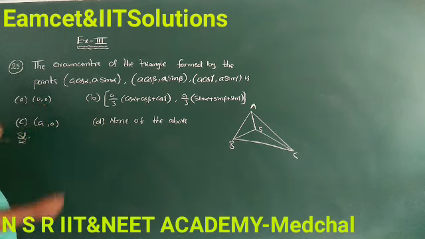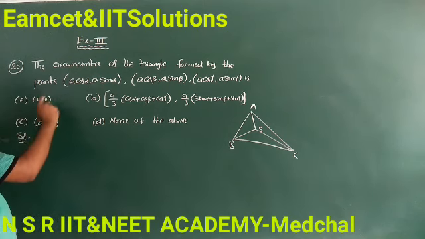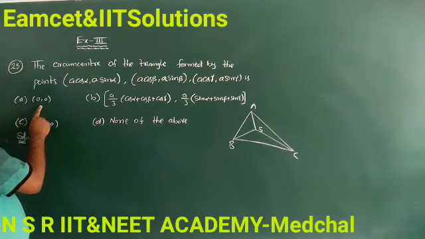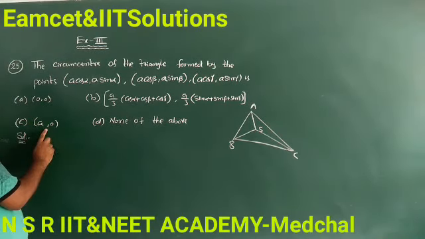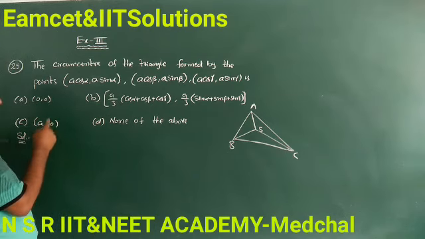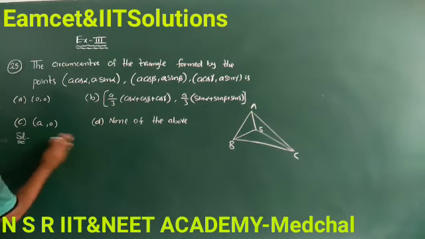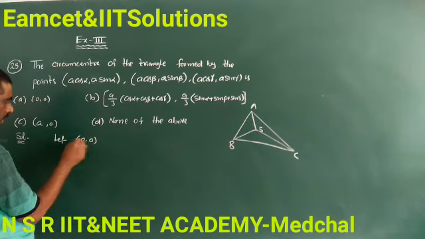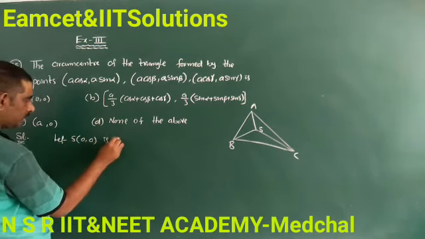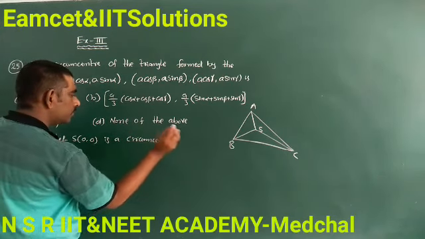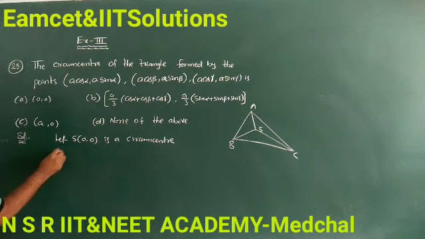So let us check option by option. If the distance of (0, 0) to these 3 points is equal, then circumcenter becomes (0, 0). If it is not equal, next is the second one. Next check (a, 0). If it is also not possible, next check the point B. Right. Let S (0, 0) be the circumcenter. So first point is A.